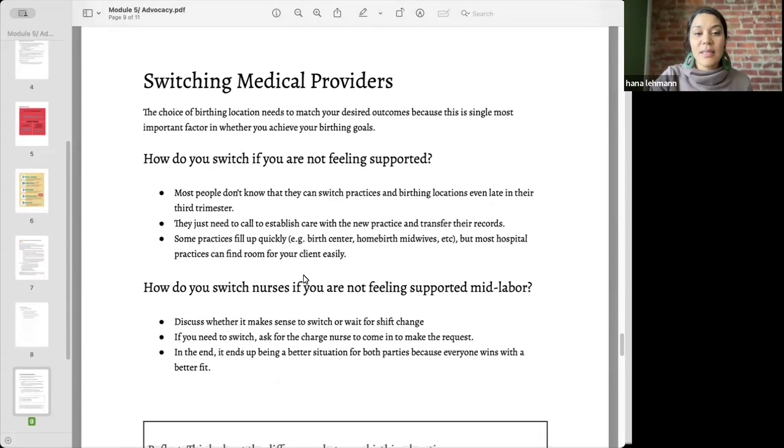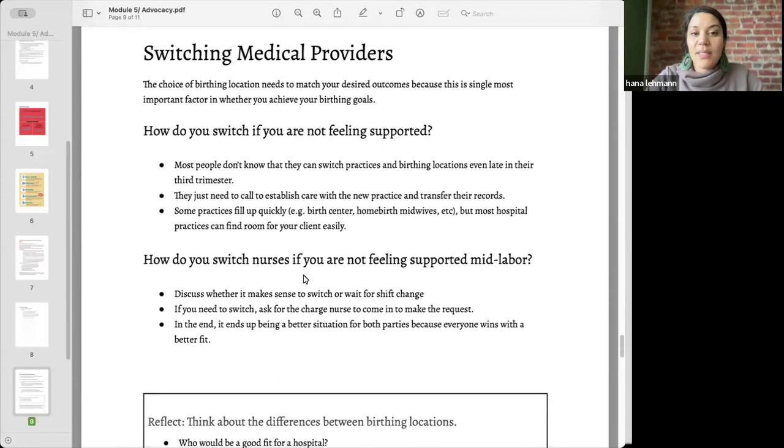The next topic is going to be all about switching medical providers. The reason this is part of the advocacy conversation is because if you choose a medical provider or a birthing location that really fits your values, as long as you have the privilege to do so, you're going to have to do less advocacy.